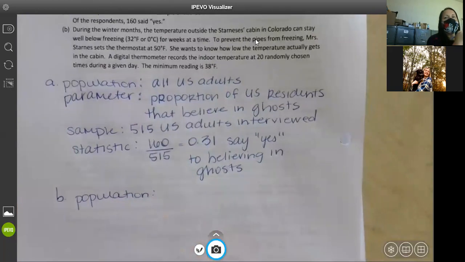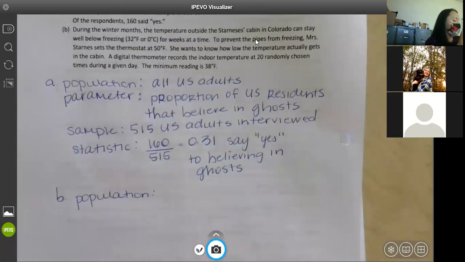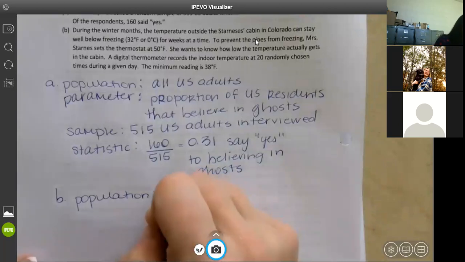It says during the winter months, the temperature outside the Starnes' cabin in Colorado can stay well below freezing for weeks at a time. We've heard this scenario before. To prevent the pipes from freezing, Ms. Starnes sets the thermostat at 50 degrees Fahrenheit. She wants to know how low the temperature actually gets in the cabin. A digital thermometer records the indoor temperature at 20 randomly chosen times during a given day. The minimum reading is 38 degrees Fahrenheit. So what is the population? All indoor temperatures on a given day.